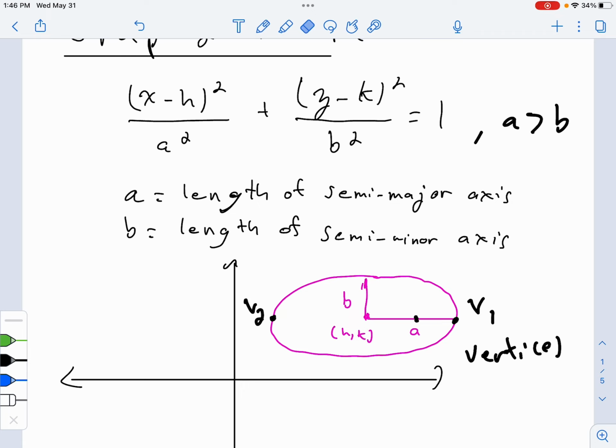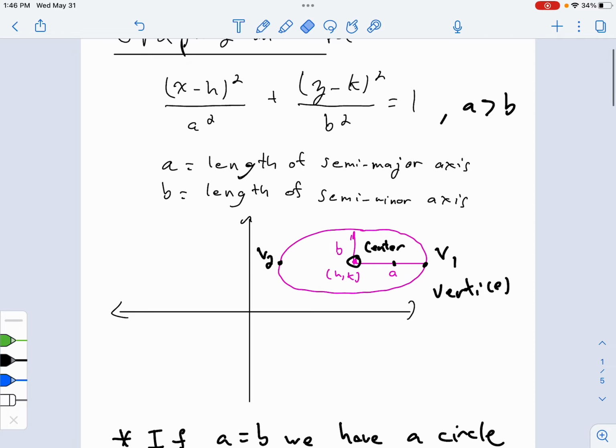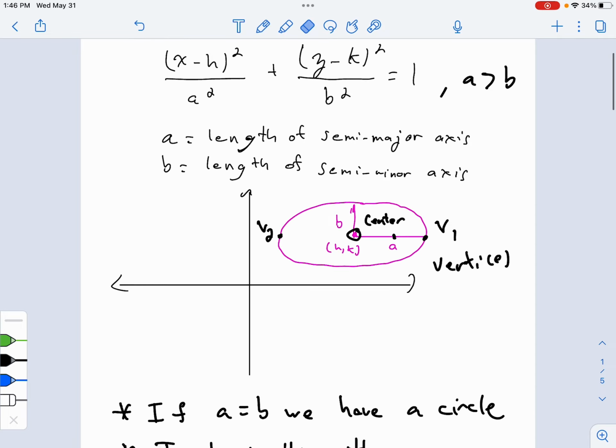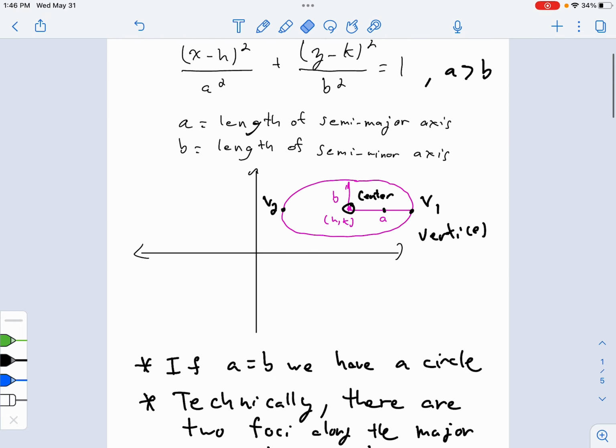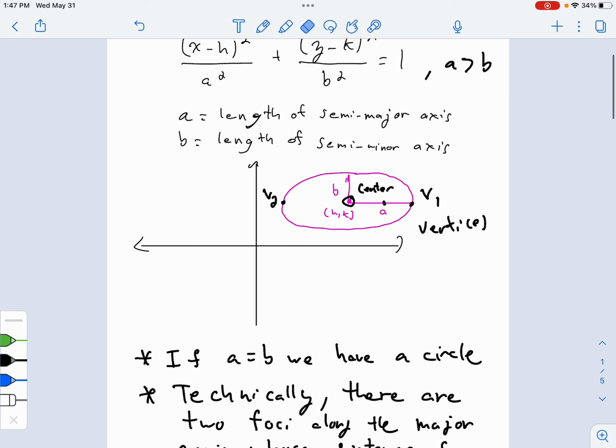We also have a point here which we call the center, and that is labeled with h comma k, which is kind of like the opposite sign of the numbers I have up here. Now you have, as I said, these points called vertices, and a couple notes. If a equals b here, you have a circle. So we're not talking about a being equal to b here. a has to be greater than b for you to have an ellipse.